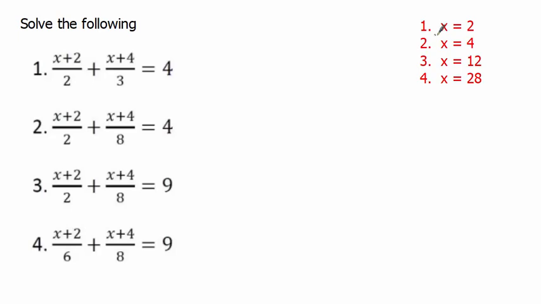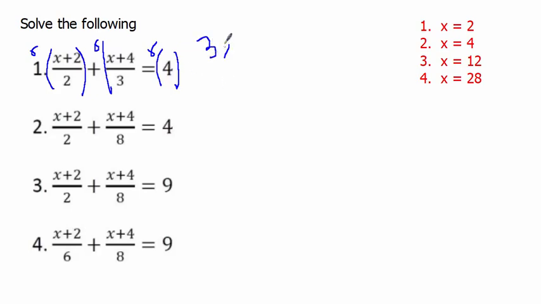So hopefully what you got on these for problem 1 was 2, problem 2, 4, problem 3, 12, and problem 4, 28. So how do we solve these types of problems? We look for the least common denominator. In each of these, I'm going to look at the denominators, and 2 and 3 both go into 6. So I'm going to multiply every single term in my problem by 6. And when I do that, I'm going to end up getting a problem that doesn't have a fraction in it.